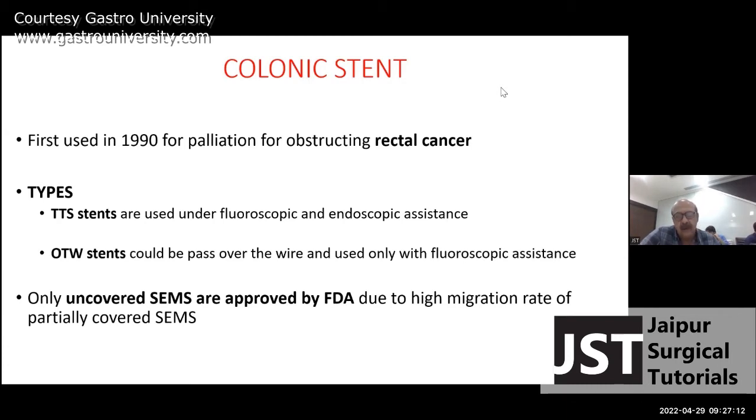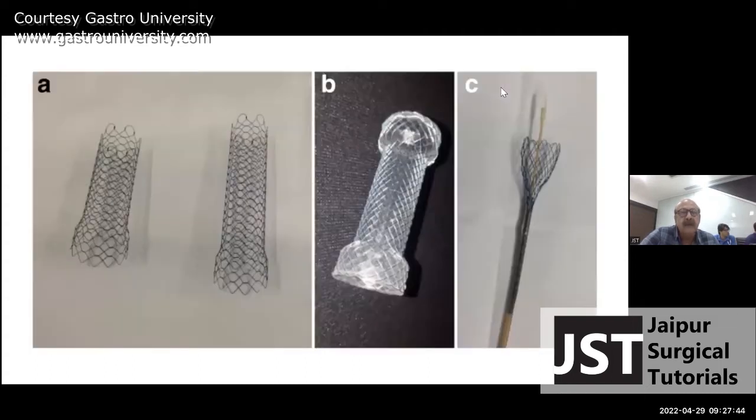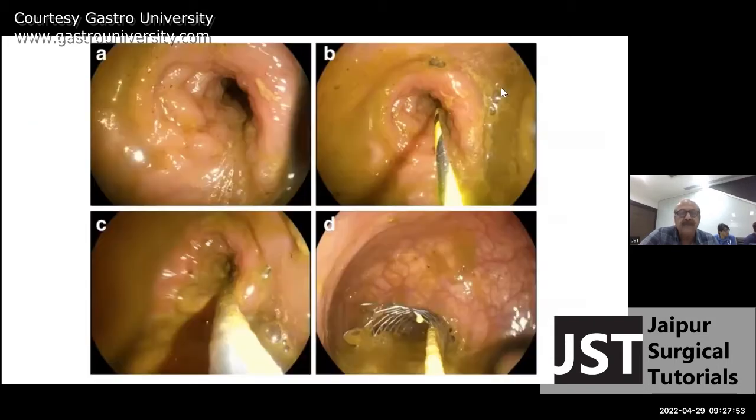That means you initially go proximal to the obstruction, then you do a contrast study to define the length of the tumor, and then you pass in the wire, and over the wire you push in the stent and deploy it under fluoroscopy, so that both ends get flared after deployment. Only uncovered stents are FDA approved, because of the high migration rate of even partially covered colonic stents. These stents are a little broader than the other stents, so it depends on the lumen size you want to palliate.